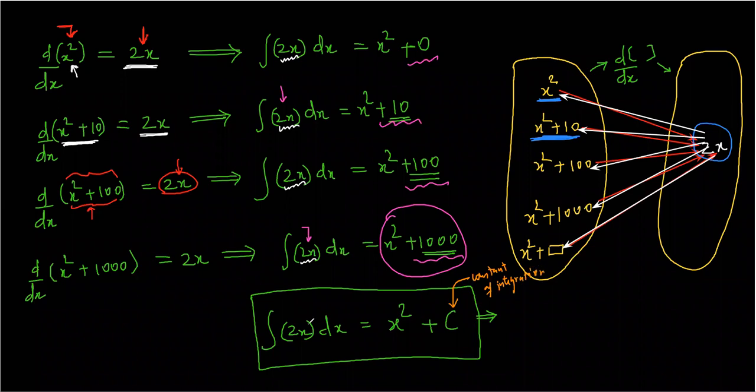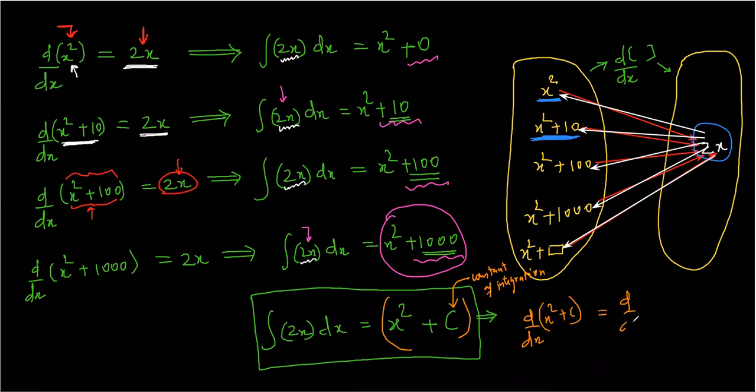If at all you have a doubt whether this is correct or not, integration of 2x is x square plus c. So if you have a doubt, you can just do one thing. You differentiate x square plus c. So d by dx of x square plus c. Now check what it will be.